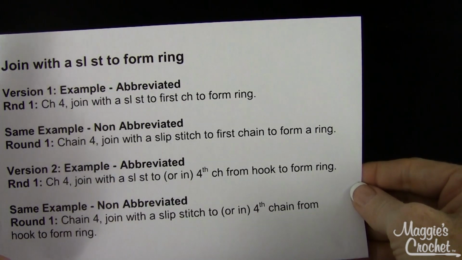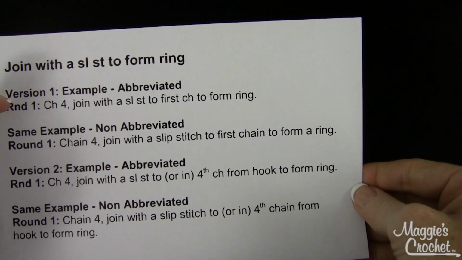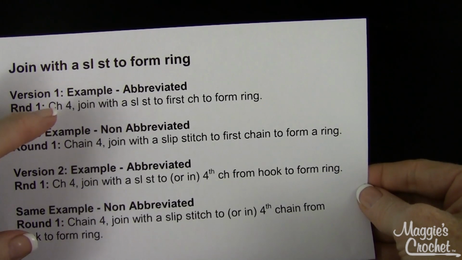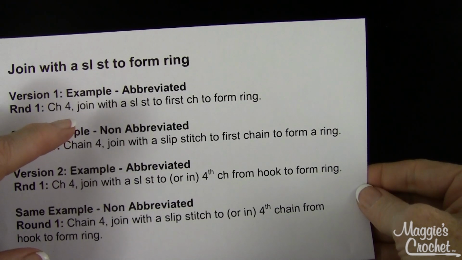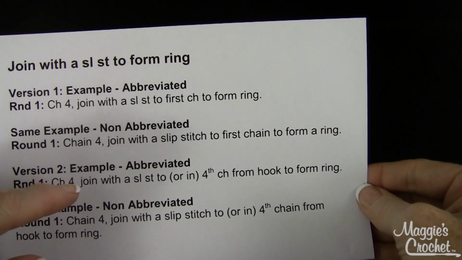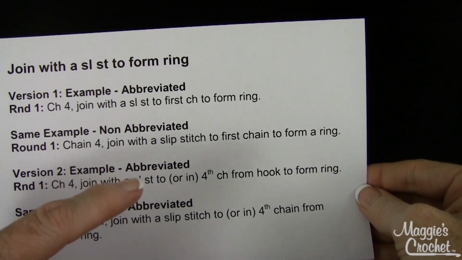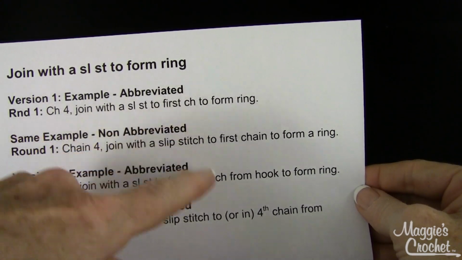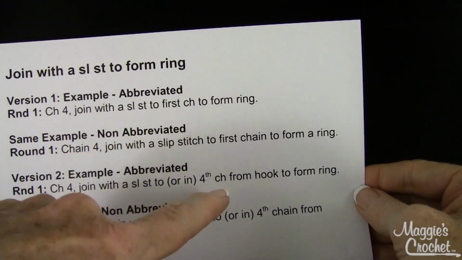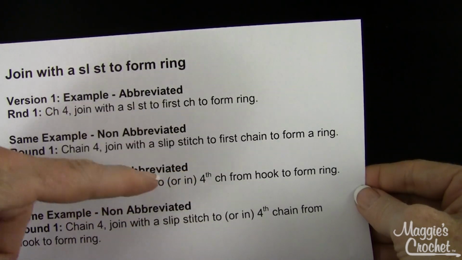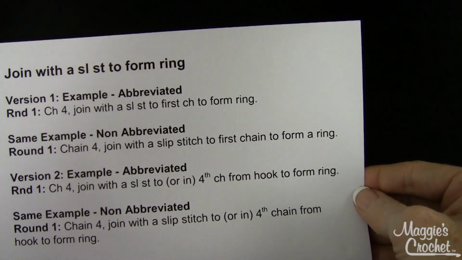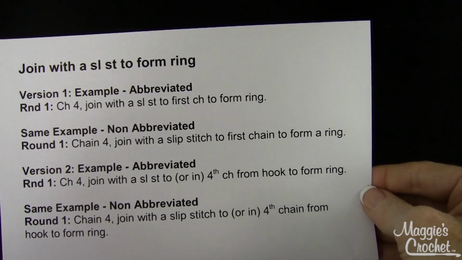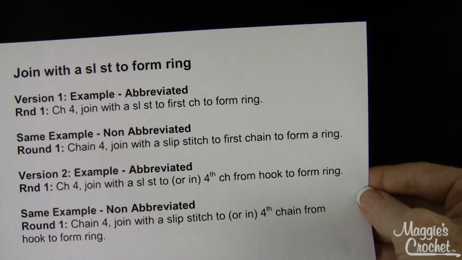So basically the difference between example 1 and example 2 is that in example 1 they're saying join with a slip stitch to first chain, and in example 2 they're saying join with a slip stitch to the fourth chain from hook. Well, both of those chains are the exact same chain, because the fourth chain from hook is the first chain. So they're referring to the same chain in both examples. Now I will show you what this looks like in crochet.